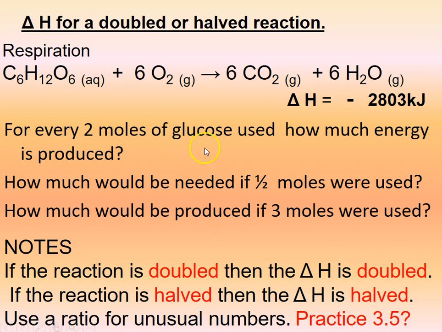Obviously, we can just do these things in our head, doubling and halving. But if it's an unusual number, so, you know, if we had 3/4 or whatever of that reaction, then you just use your ratio. So you're relating this 1 to 2,803, and then however many moles of glucose you wanted to know, you just do a ratio to find out the amount of energy.